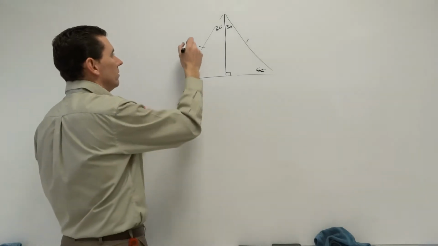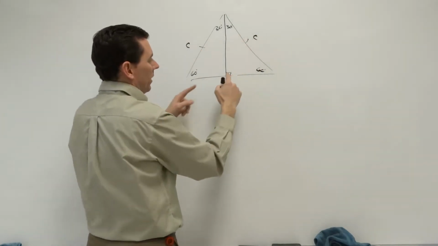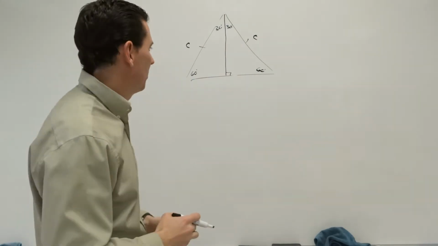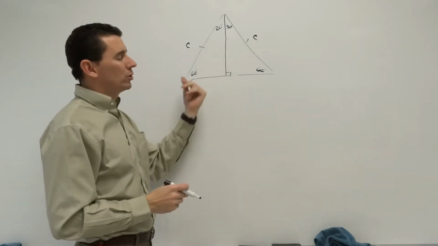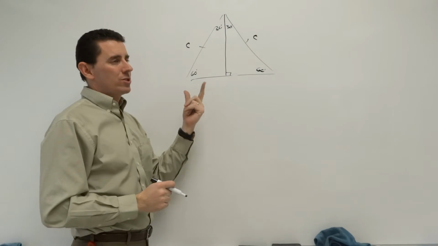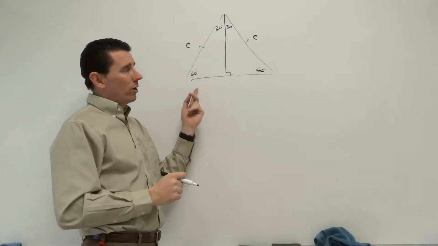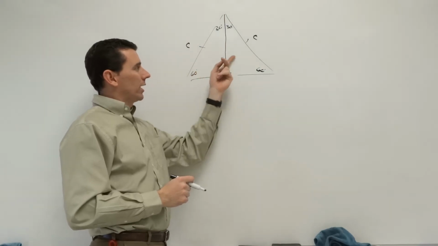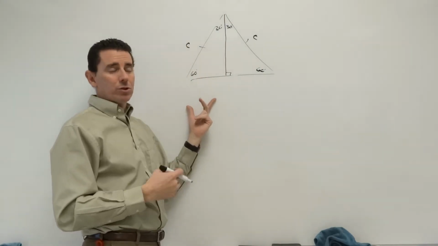Let's make this C. Why am I making it C? It's the hypotenuse, right? We've been using that term as general as the hypotenuse. Now I have two legs. One of them we're going to refer to as the short leg. The shortest side of a triangle is always opposite the smallest angle. So I got short leg, I got long leg, and I have the hypotenuse, the longest side in a right triangle.